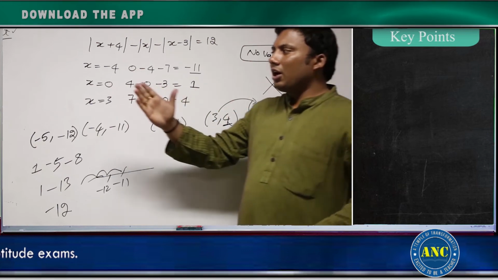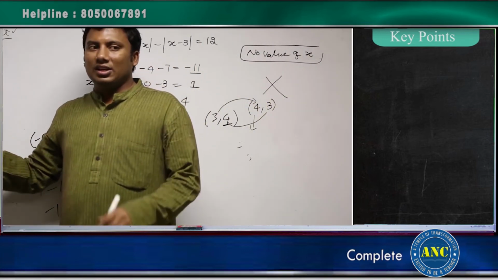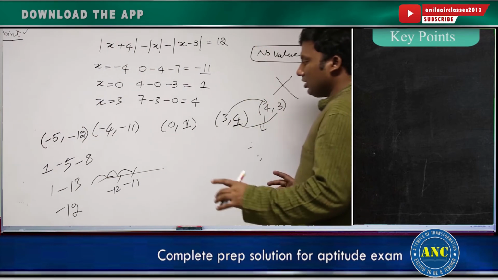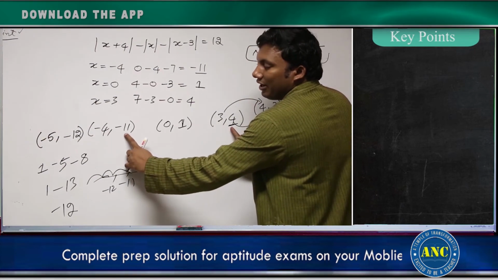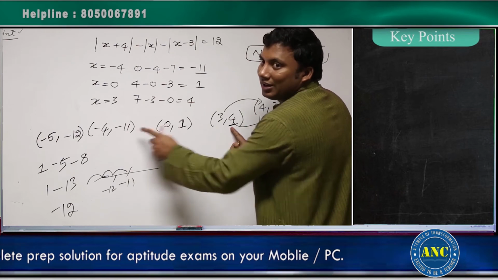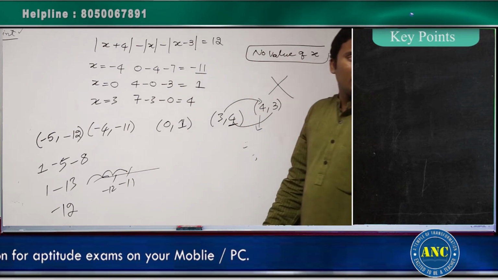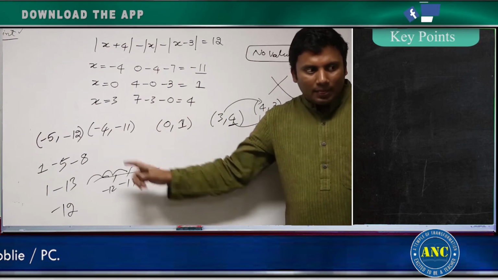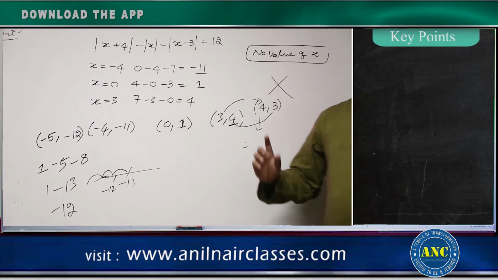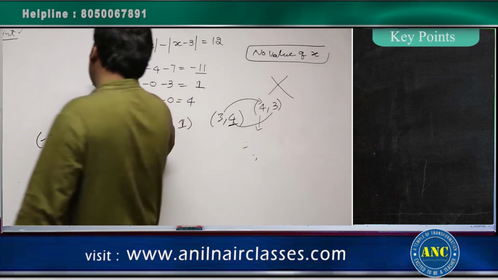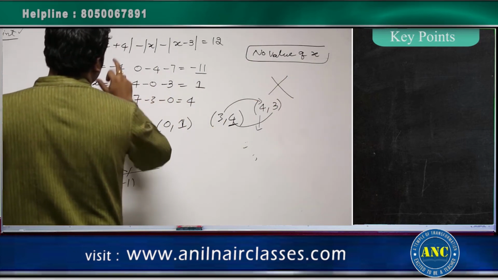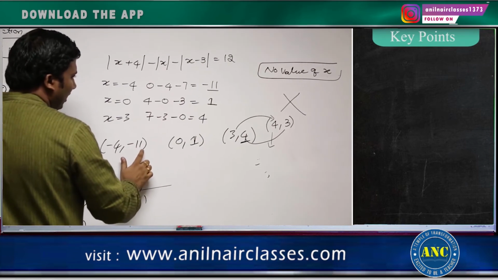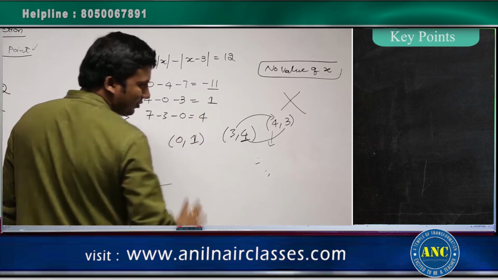The coordinate geometry method can also be used here, but you need to see the behavior of the graph. Why am I not looking in between? In between, the value of y will range from -11 to 4. I require 12. Step number 1: identify the critical points. x is -4, x is 0, x is 3. I got these points: (-4, -11), (0, 1), (3, 4).